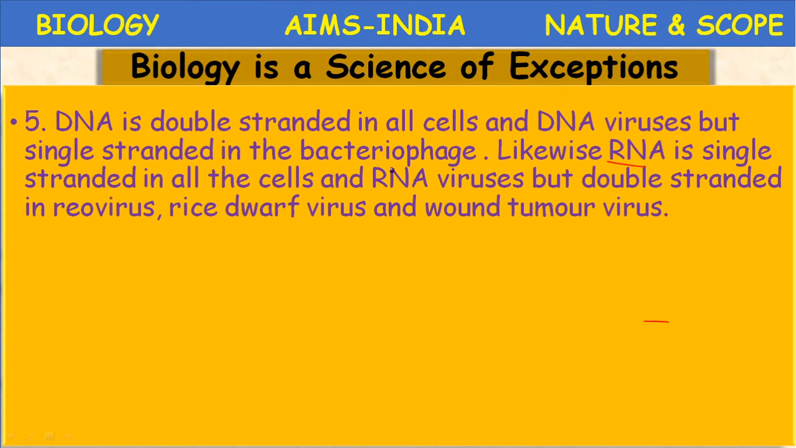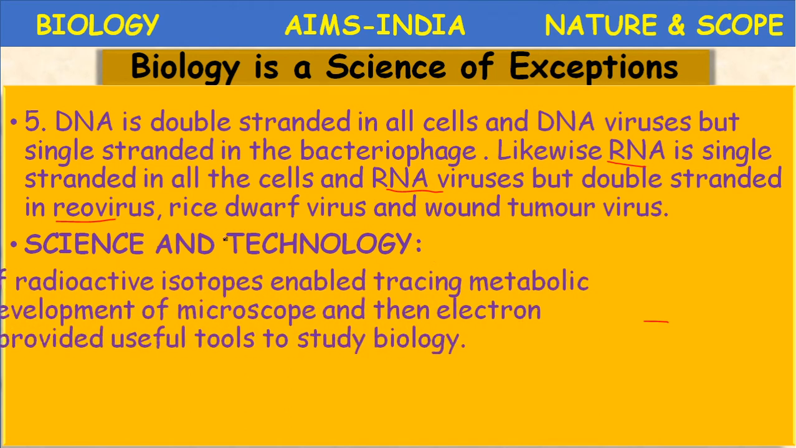RNA is generally single stranded in all cells and RNA viruses, but double stranded in reovirus, rice dwarf virus and wound tumor virus. Okay, these viruses possess a double stranded RNA. So the coronavirus is also a single stranded RNA virus. Okay. HIV is an RNA virus. Okay.